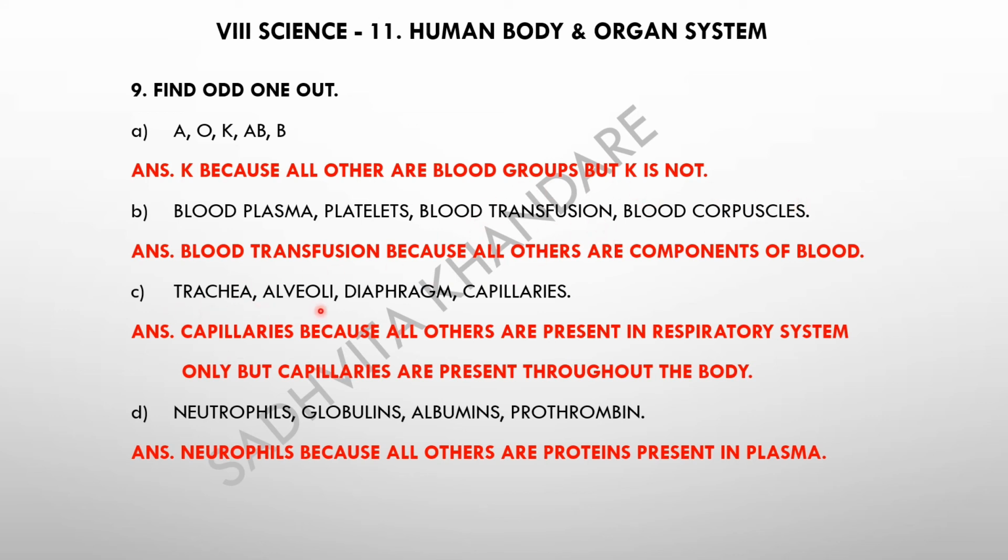Trachea, alveoli, diaphragm, capillaries. Capillaries, because all others are present in the respiratory system only. But capillaries are present throughout the body. The rest are only present in the respiratory system. Neutrophils, globulins, albumins, prothrombin. Neutrophils, because all others are proteins present in plasma.